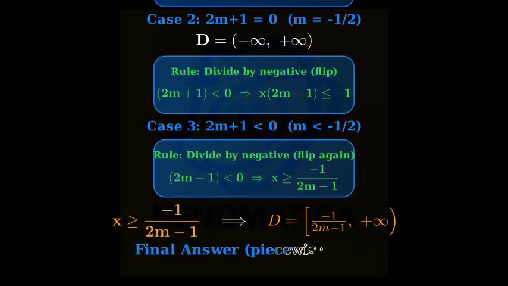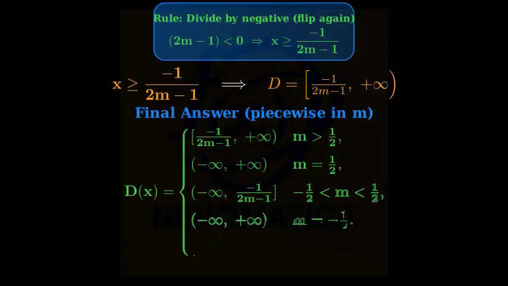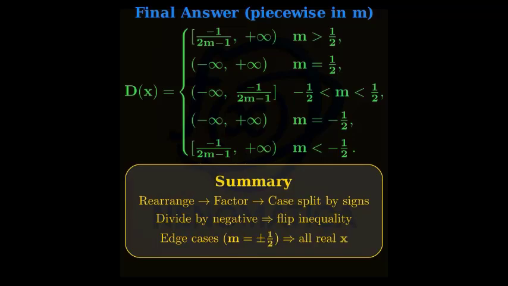Here is the consolidated piecewise answer. The order and course steps match the input image, with the necessary correction of splitting on the sign of 2m minus 1 in the first case. Summary. We rearranged the inequality, factored, and then split by the signs of 2m plus 1 and 2m minus 1. Correct handling of sign when dividing inequalities was the only necessary correction to the image. Practice by creating your own parameter values and verifying the interval you obtain.